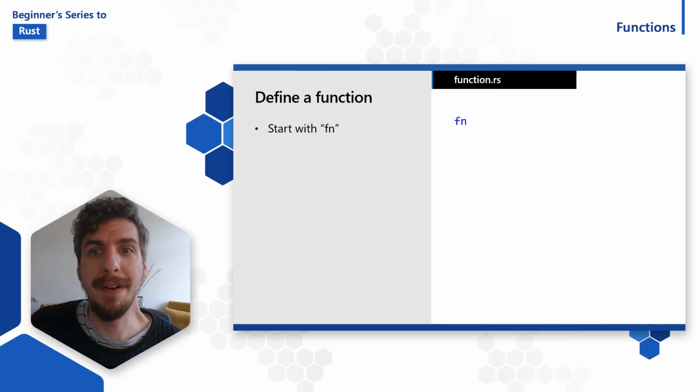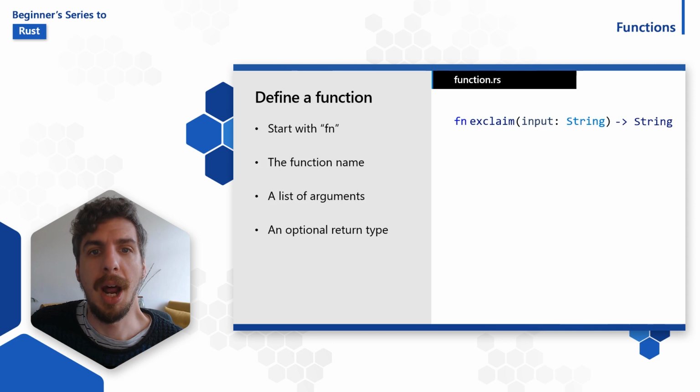Functions start with the keyword fn, followed by the function name, a list of arguments together with their types, all surrounded by parentheses, an optional return type, and a function body.